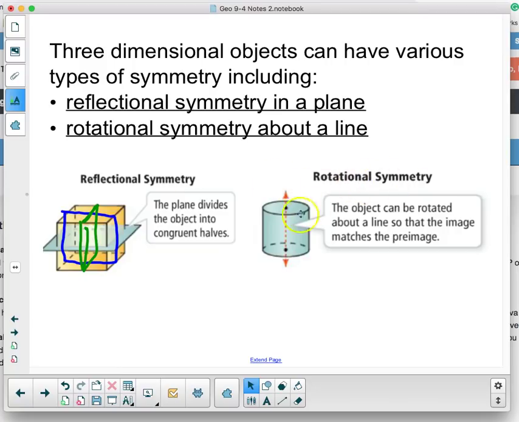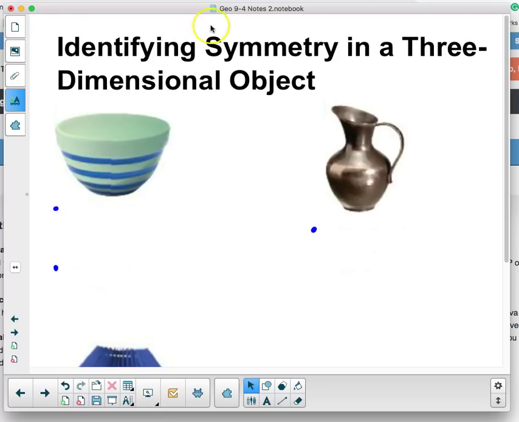Now my rotational symmetry here, this will spin around on a top and it keeps rotating around and it always comes back to itself no matter how many degrees for my cylinder here. So that's the object can be rotated about a line so that the image matches the pre-image. Now, as far as reflectional symmetry by a plane, there's an infinite number of reflectional symmetries vertically. There's only one reflectional symmetry horizontally of this cylinder that we have. So identifying symmetry in a 3-dimensional object.